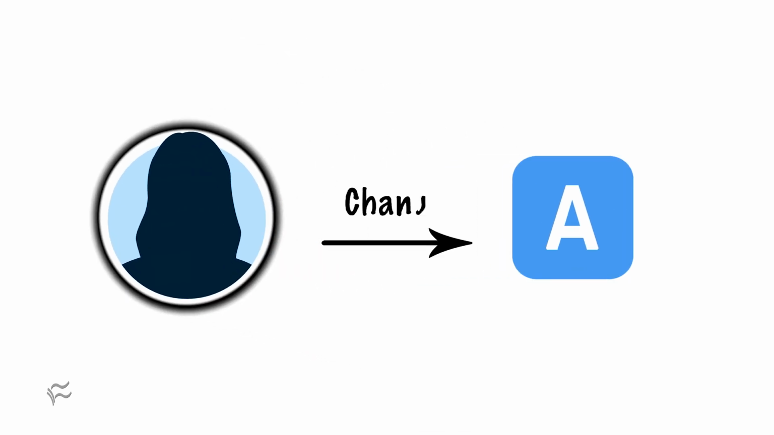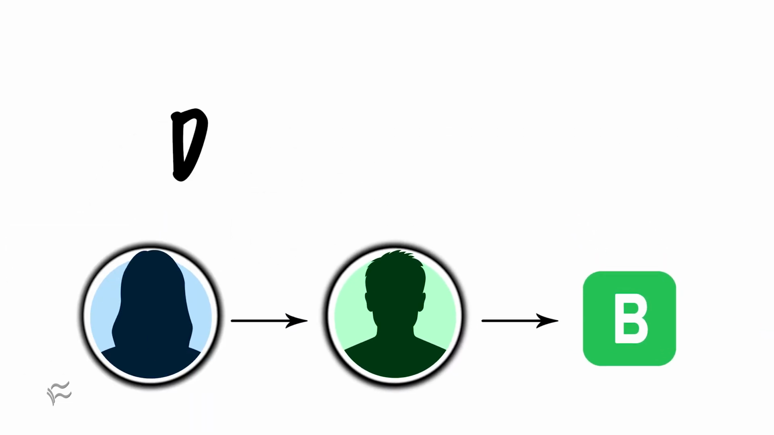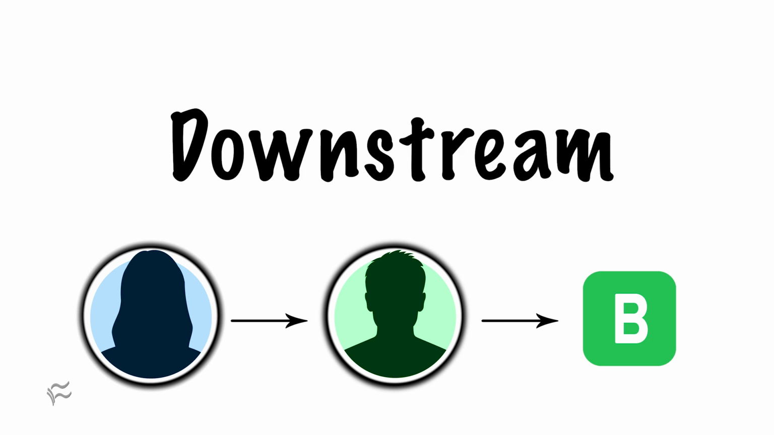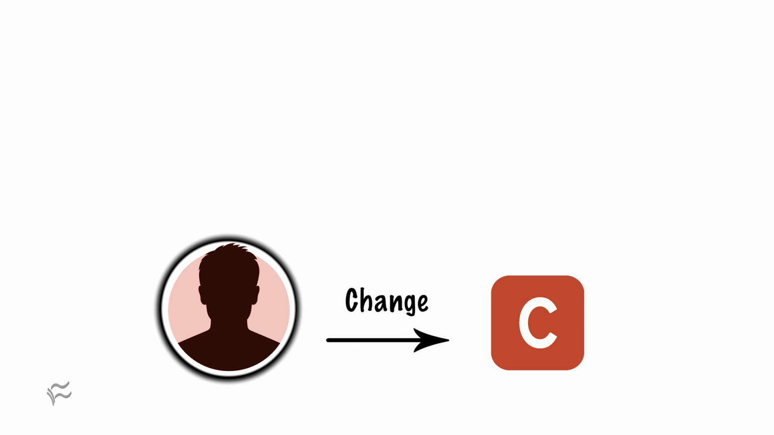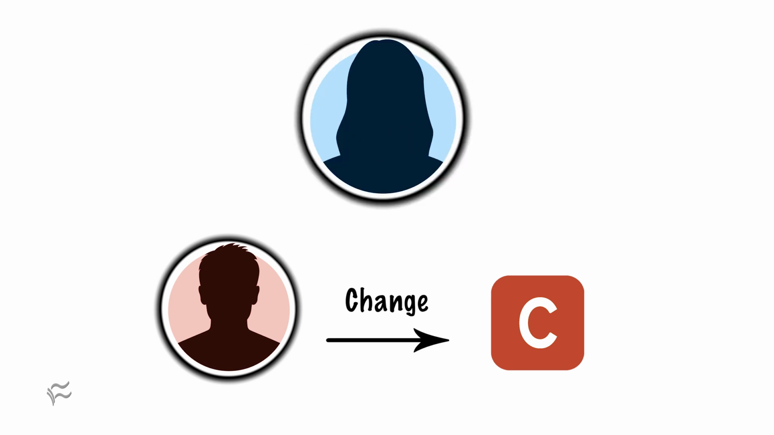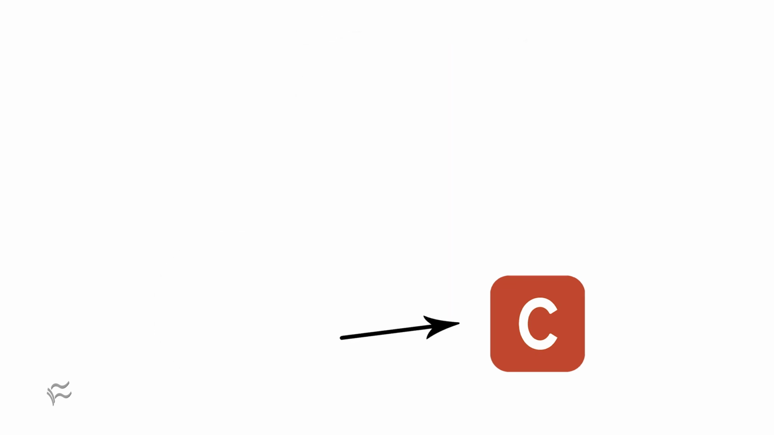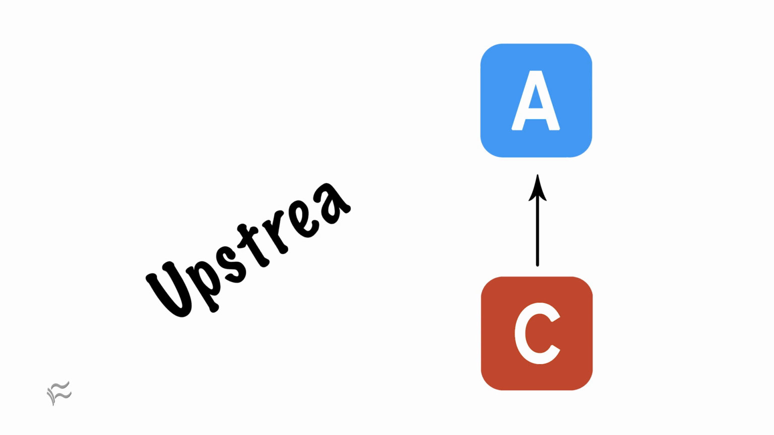How does it work? Simple. Say the developer of application A commits a change to their software. That change is then picked up by developer B. That flow of data is downstream, as it is flowing away from the origin. However, if the developer of application C commits a change that the developer of application A wants to incorporate, that flow of code is upstream, as it is going toward the original source.